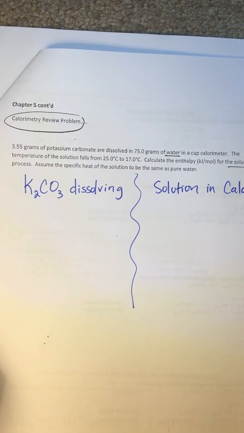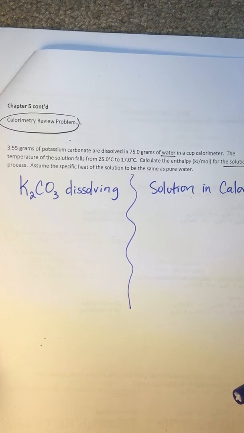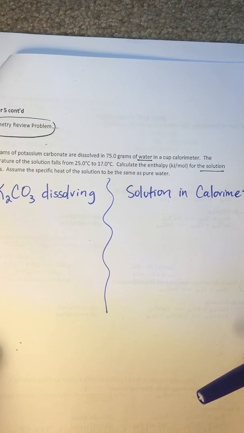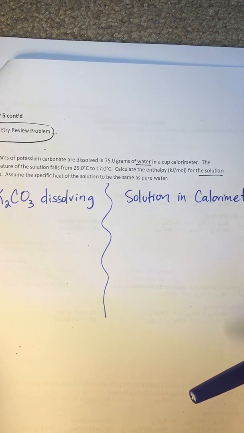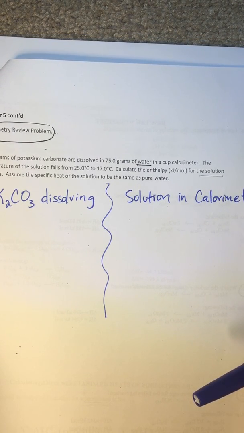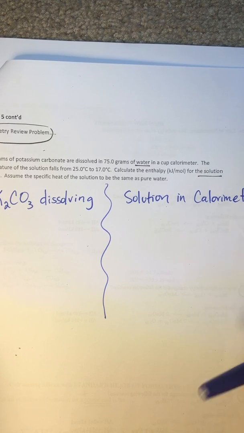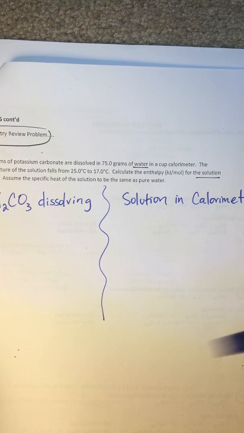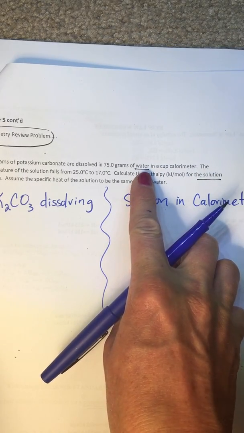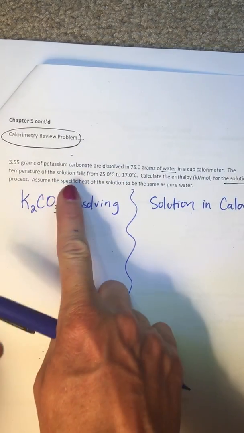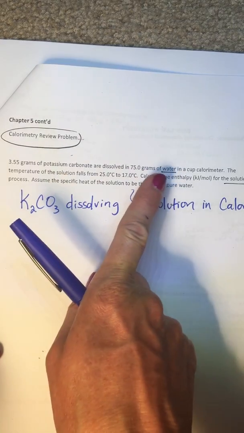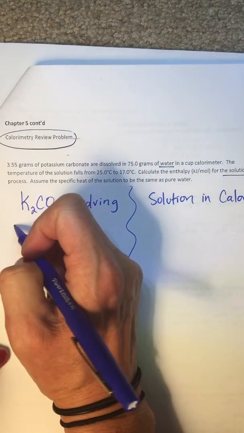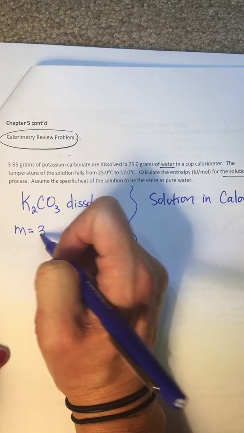So it says 3.55 grams of potassium carbonate was dissolved in 75 grams of water in a cup calorimeter. This is different than the previous problem that we did, where it gave us the mass of the solution, or it talked about, not the mass, but it talked about the heat capacity of the solution. Water is not a solution. A solution is formed by dissolving something like a salt into water to make salt water, which is a solution. So we do have our mass of potassium carbonate.